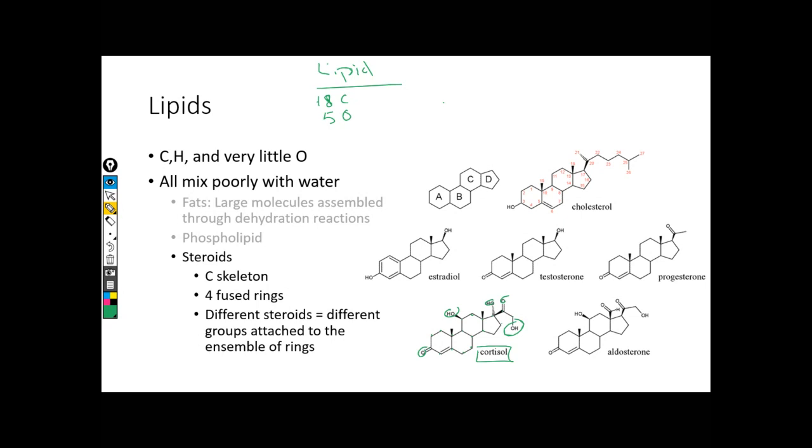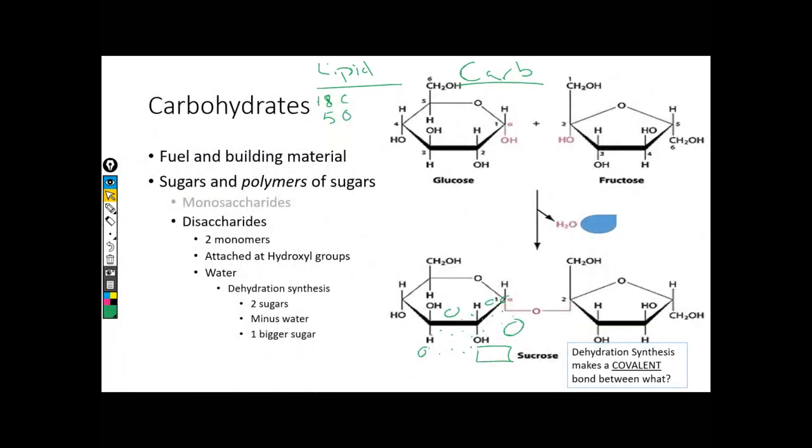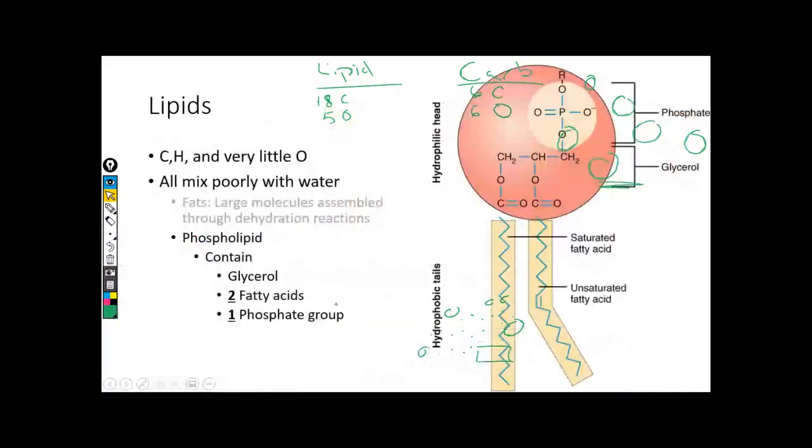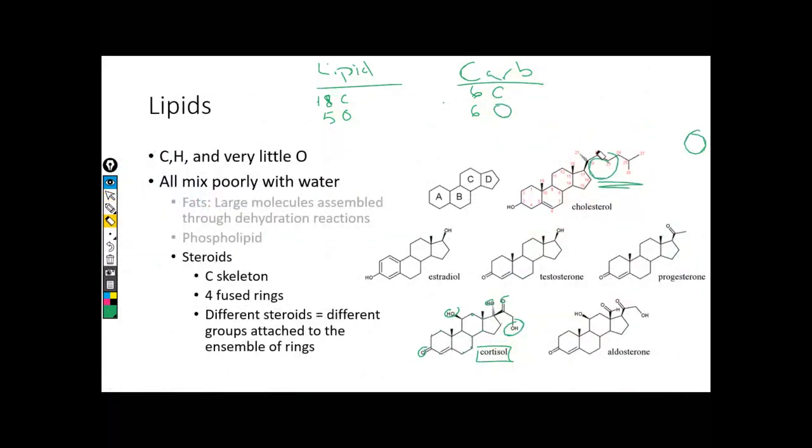Let's compare that to something from our carb page. Pardon the flipping. Okay, let's pull one of these. I have 1 carbon, 2, 3, 4, 5, 6. So I'm choosing fructose here. And I have 1, 2, 3, 4, 5, 6 oxygens. All right, so I've compared fructose versus cortisol.